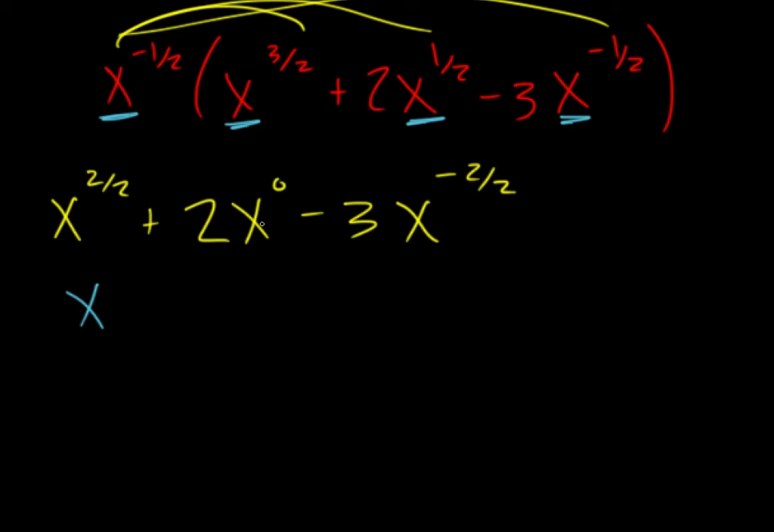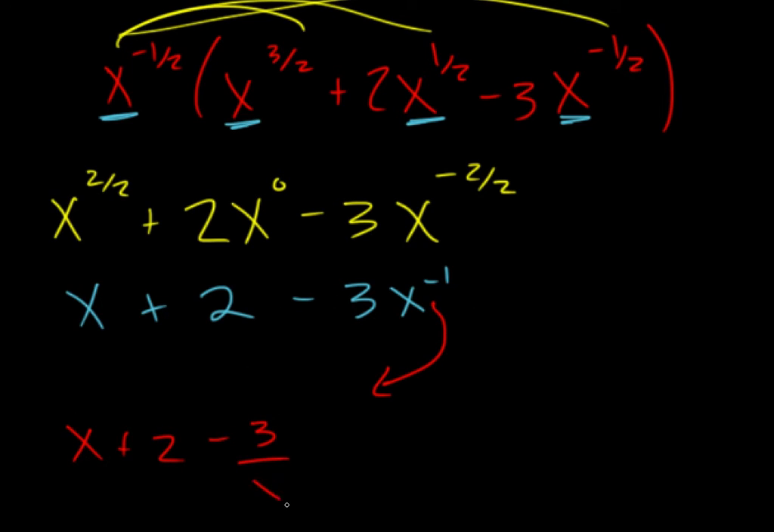2 times x to the 0. X to the 0 is 1. 1 times 2 is 2. And then this is just going to be negative 1. So we have it that way, but remember, negative means we're on the wrong side of the fraction. So we're going to rewrite this one as negative 3 over x. That would be the end of that one.